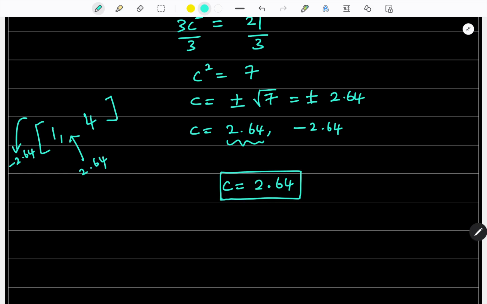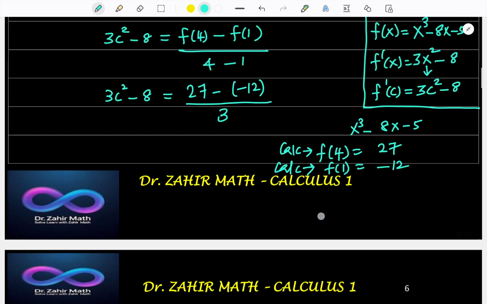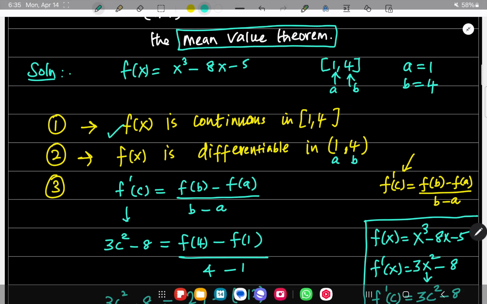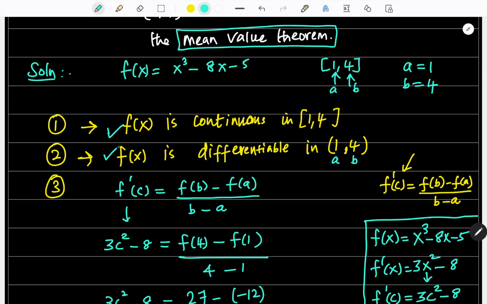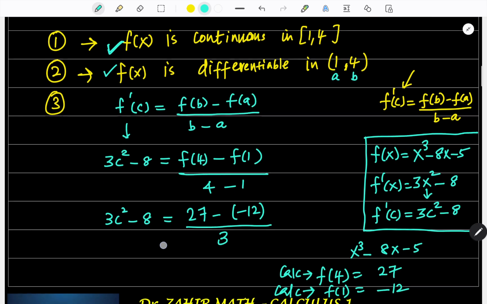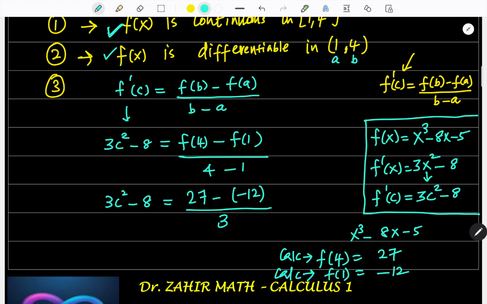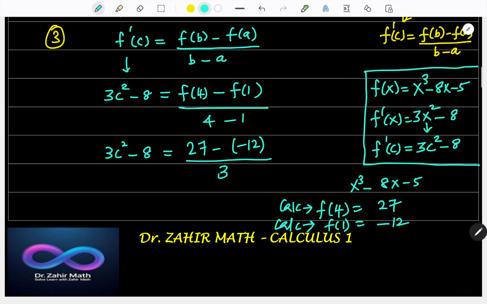So it means that it is the value of c that satisfies f dash of c equals f of b minus f of a divided by b minus a. So in this way you should get the c. Let me explain this again. You should write the first point: f of x is continuous, and the second point: f of x is differentiable. After that you should use the formula f dash of c equals f of b minus f of a divided by b minus a. So you calculate here, everybody calculate here. Please make an arrow mark here.